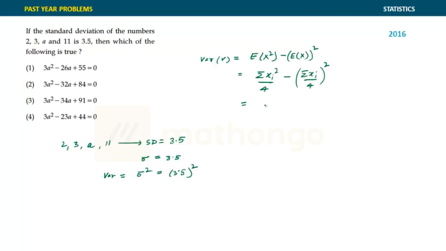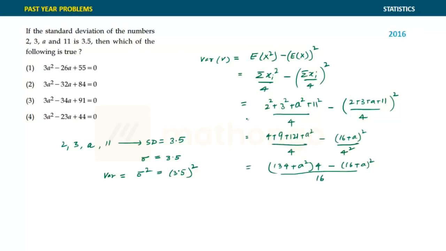So summation xi square will be 2 square, 3 square plus a square plus 11 square, by 4. This is this particular term, and the other term would be 2 plus 3 plus a plus 11 by 4 whole square, right? This is the variance, and we are given the value of variance. You just need to solve this to find the answer. So if you solve, this is nothing but equal to 3.5 whole square. This is what is given to you. If you solve this completely, you will definitely get your answer, which I have already done for you guys.